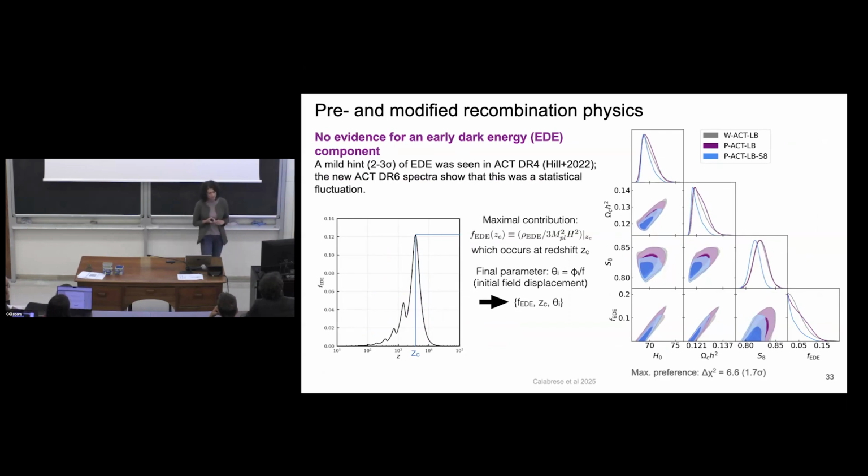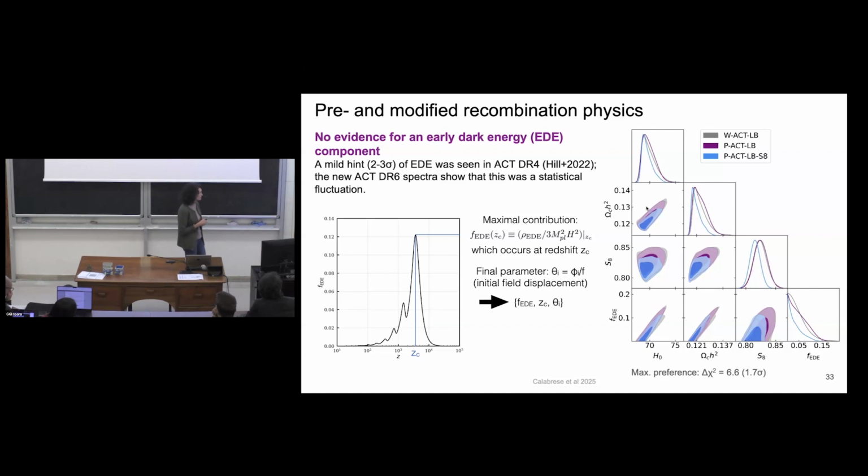And there was a hint in the previous ACT analysis, at the level of roughly 3 sigma, that this model could be preferred over lambda CDM. So for us, it was really important to first check if this was still there, and then to understand how strong that was. And that went.